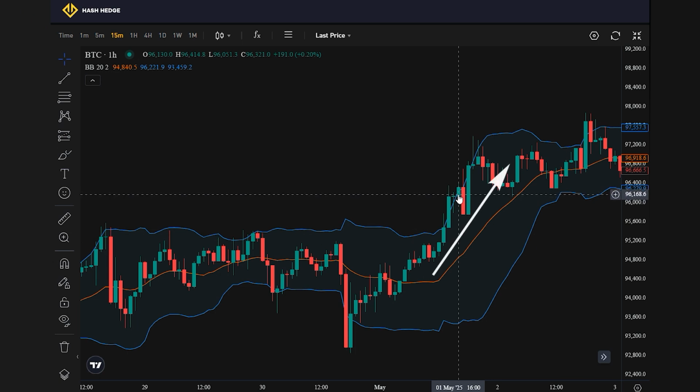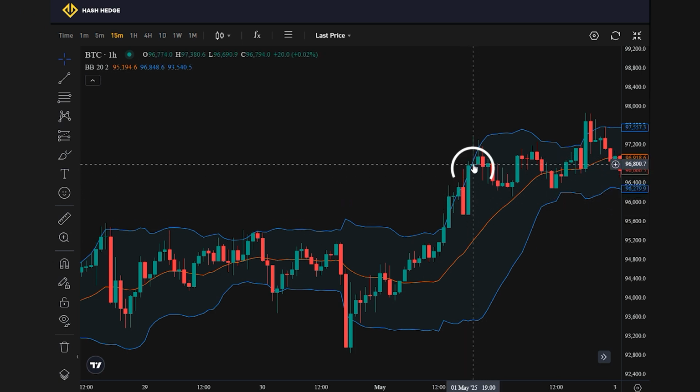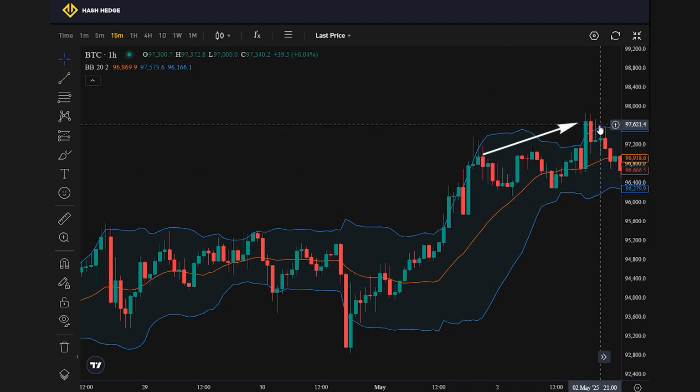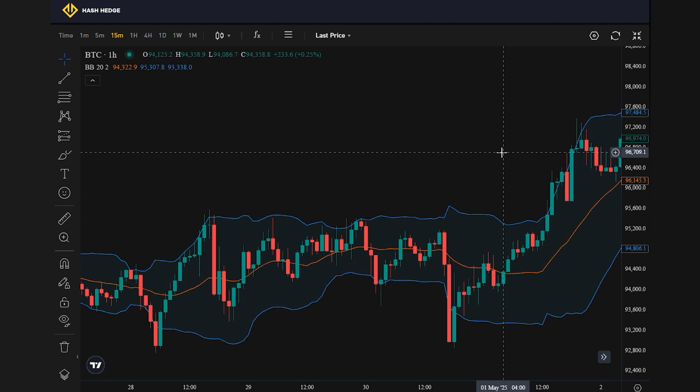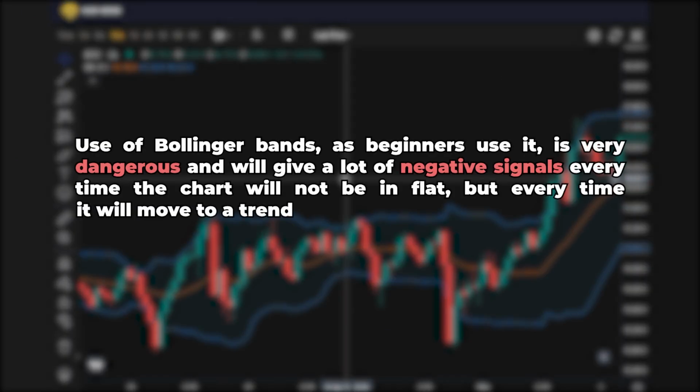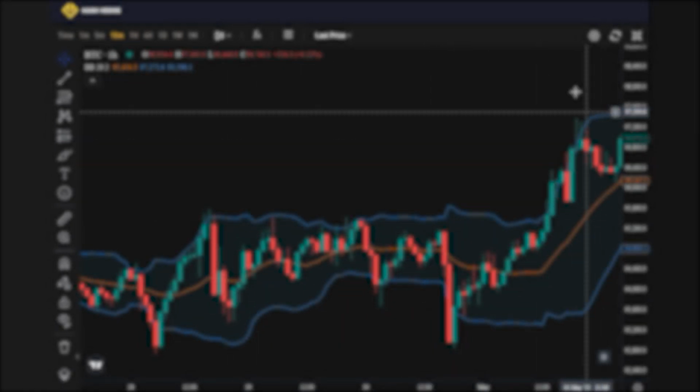The chart went up, we took a loss. Here we see the touch again, we are again supposed to open a trade down. But as you can see, the upward trend still continues. And so this use of Bollinger Bands, as beginners use it, is very dangerous and will give a lot of negative signals. Every time the chart will not be flat, but will move into a trend.